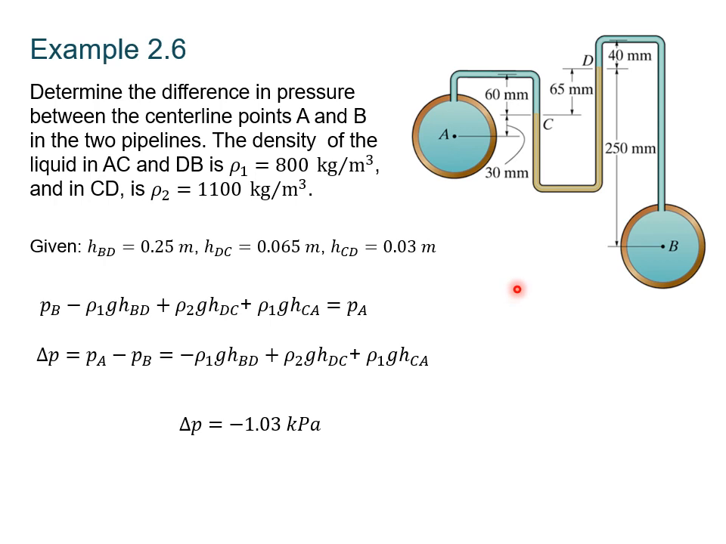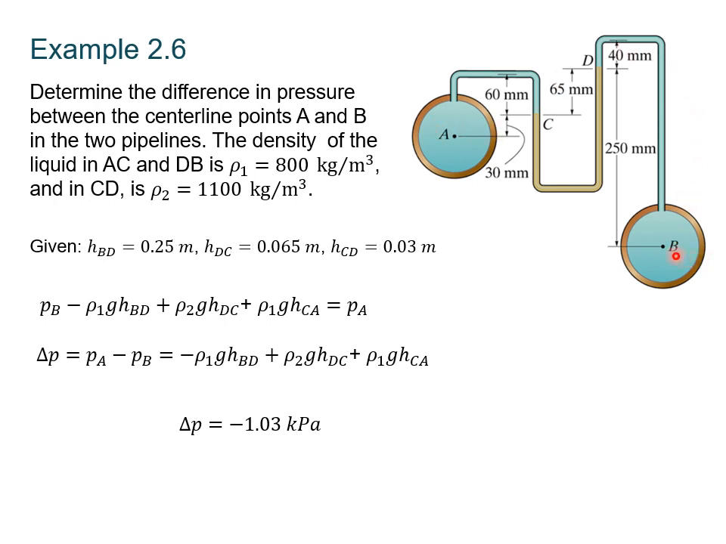So let's apply the manometer rule to a simple example. Here we want to determine the pressure difference between A and B. We have two different fluids, a green fluid and a kind of lime green fluid. The density of the liquid in AC, the green liquid here, and B to D is 800 kilograms per cubic meter. And the density in the lime green fluid from D to C is 1100 kilograms per cubic meter. Here we're also told the distances, right? So let's start at B and simply walk our way around to A.